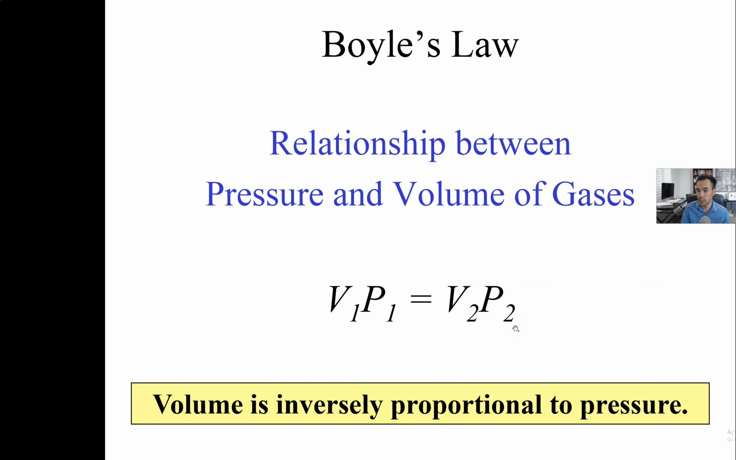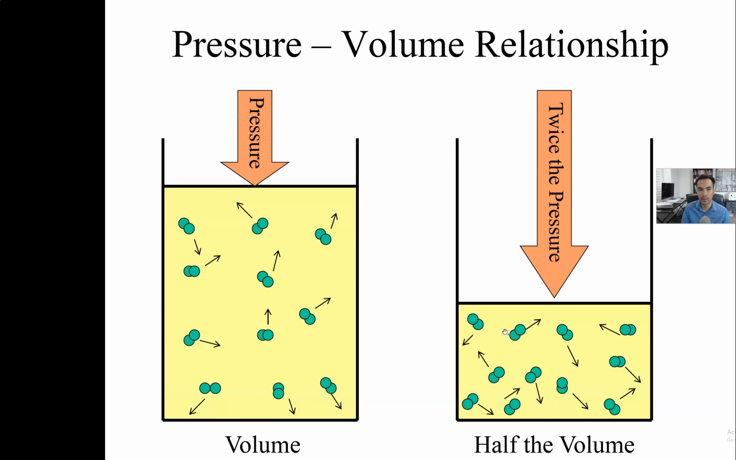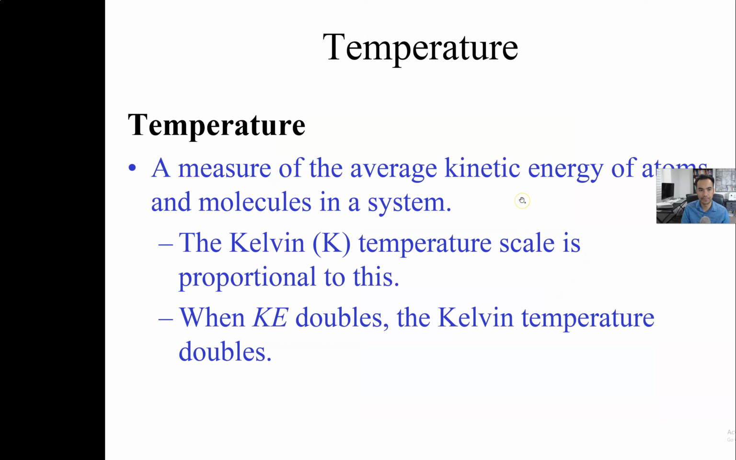In other words, if I increase volume, I should decrease pressure. If I decrease volume, I will increase pressure. That's the relationship that you'll find. Now, here's a great example of that. If you take a look at this picture here, as you increase pressure, you halve the volume. You could also do it the other way, where if I change the volume, I can also change the pressure. Depending on how you look at it, you can see that relationship.